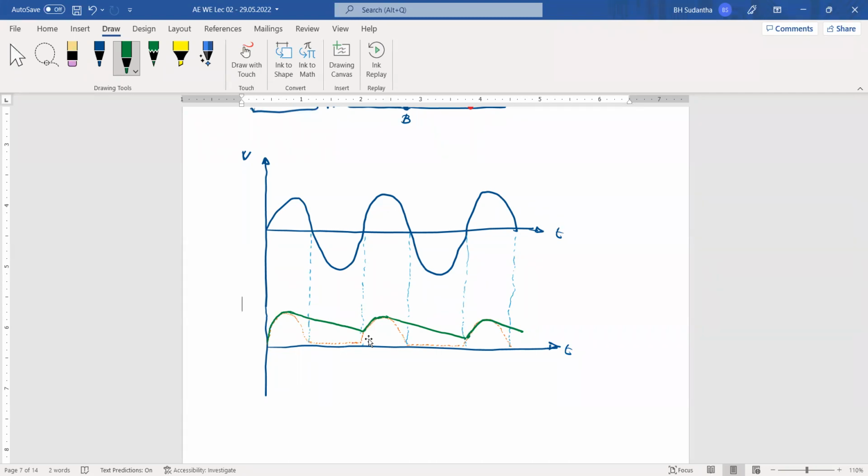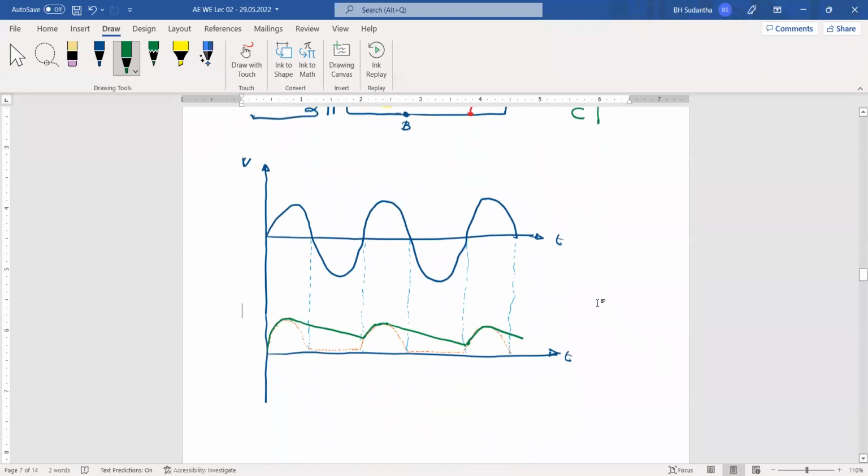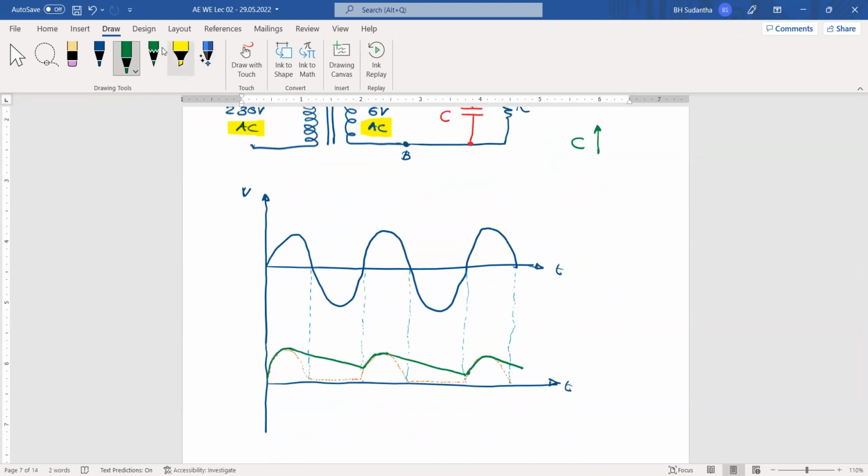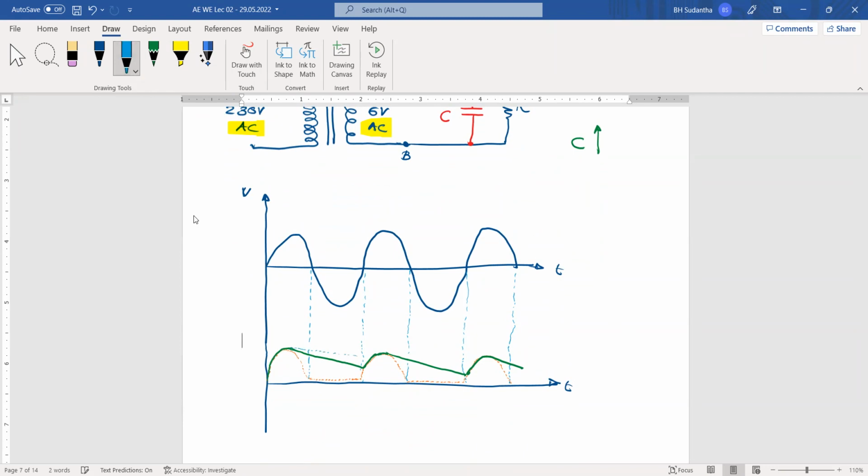Okay. Then what can we do here? By increasing the capacitance. If we increase the capacitance of the capacitor, what will happen? It can charge more, it can collect more charge, and it can provide more voltage to this resistor. And if you increase this resistance, then the slope will be reduced. Then when you increase the capacitor, sometimes the slope will be reduced like this.